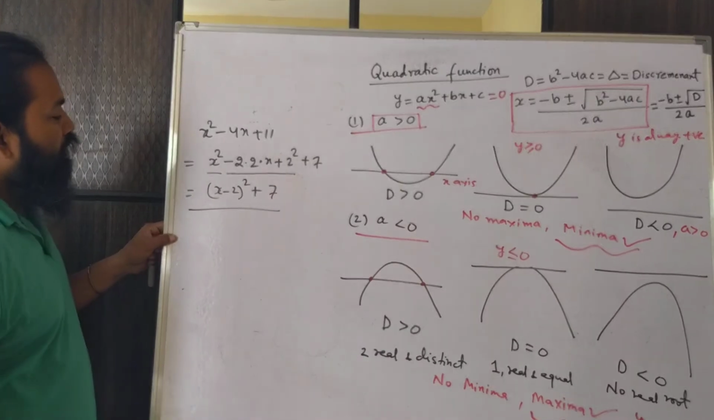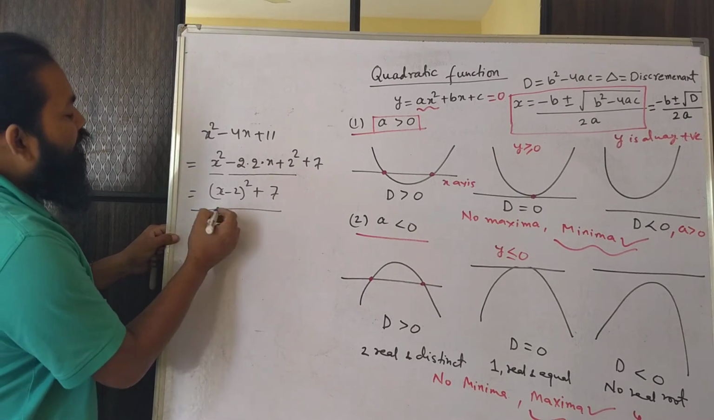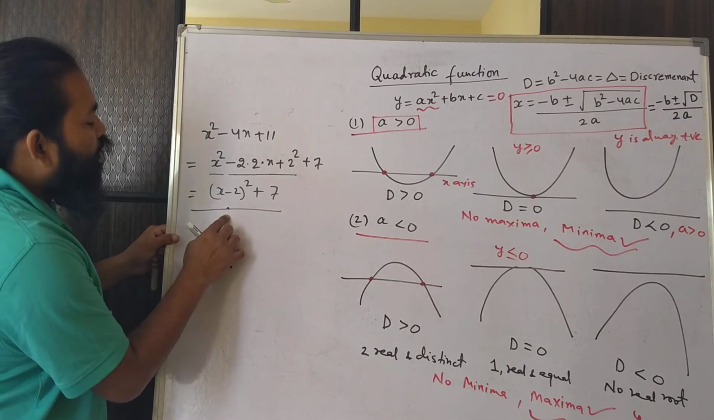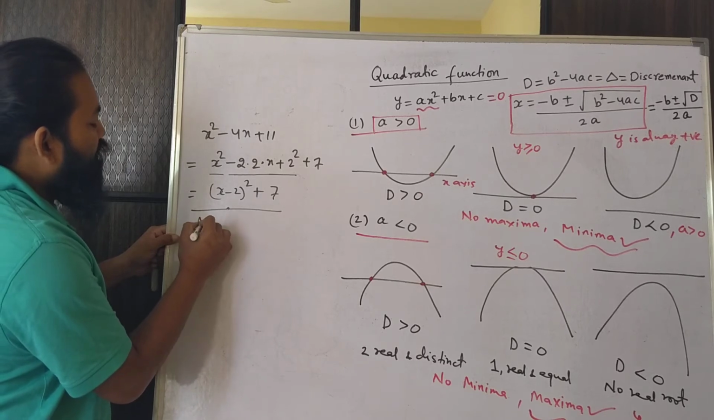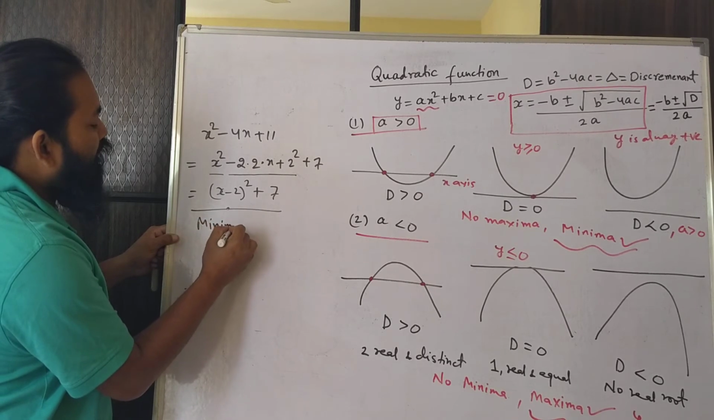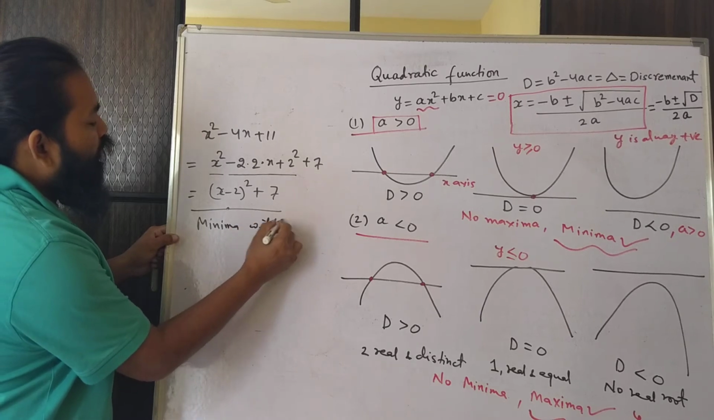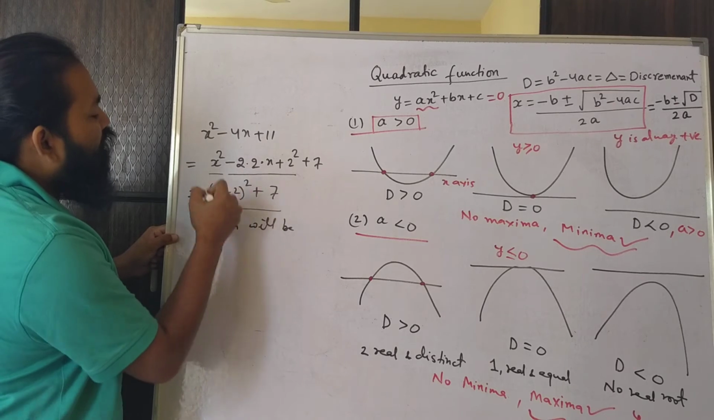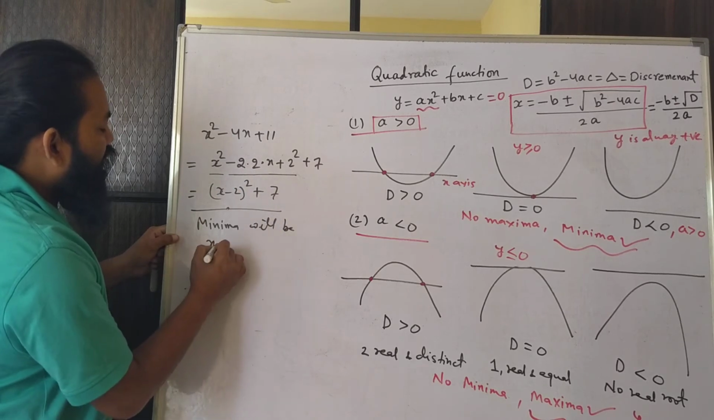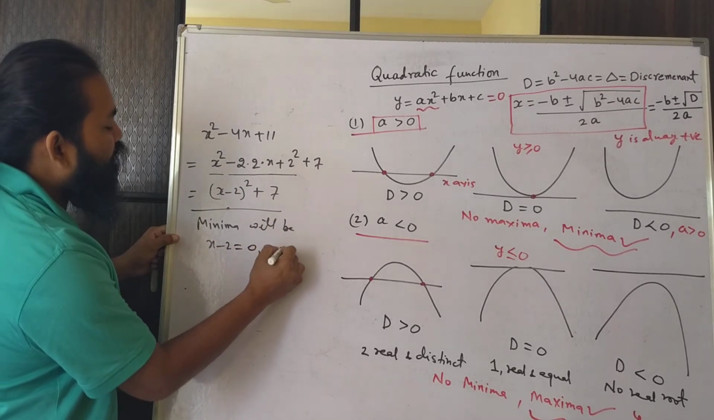Correct? Now see, you can see that this term is either 0 or more than 0. So it is 0 or positive. It is never negative. So minima will be, when will minima come? When this term becomes 0. And when will that happen? Minimum will be when x minus 2 equal to 0. So x equal to 2.